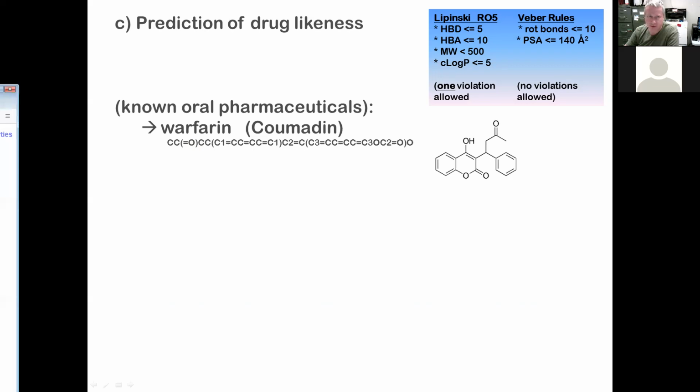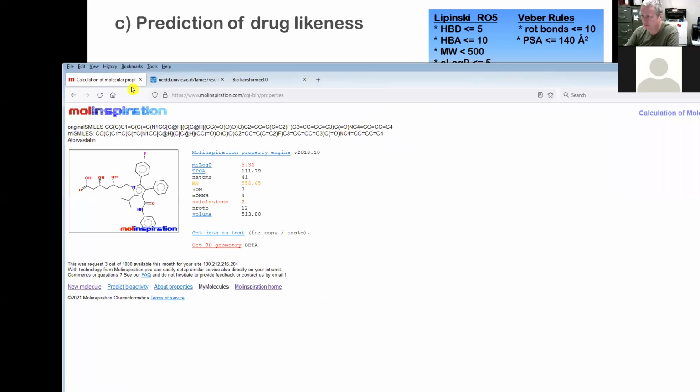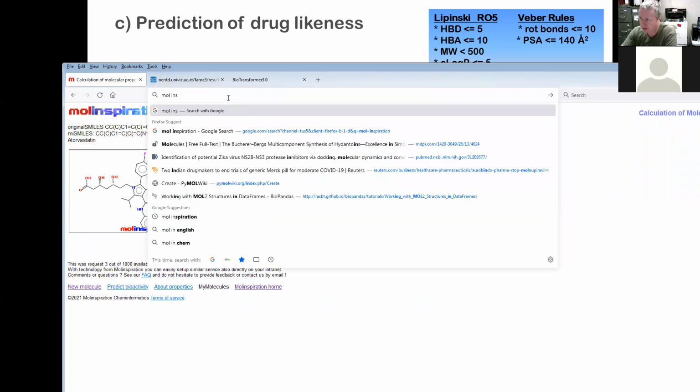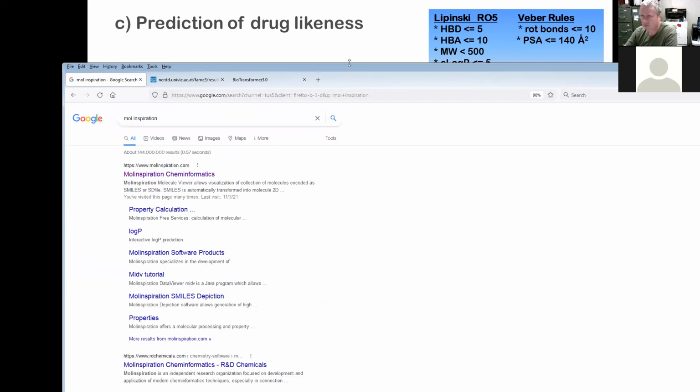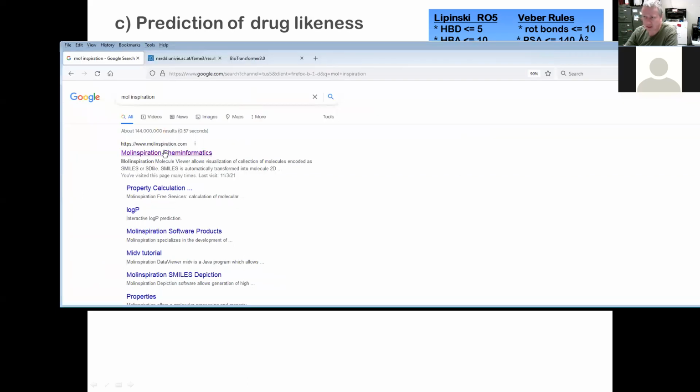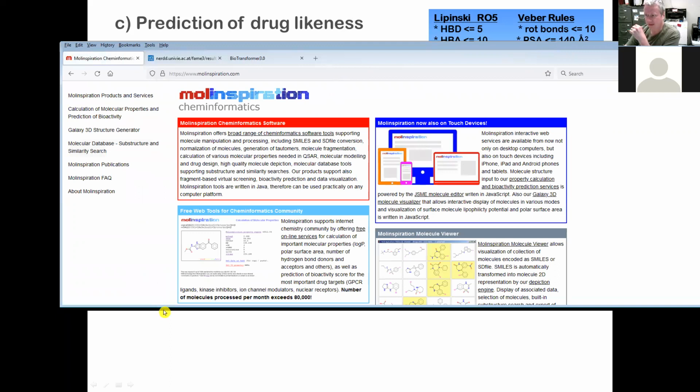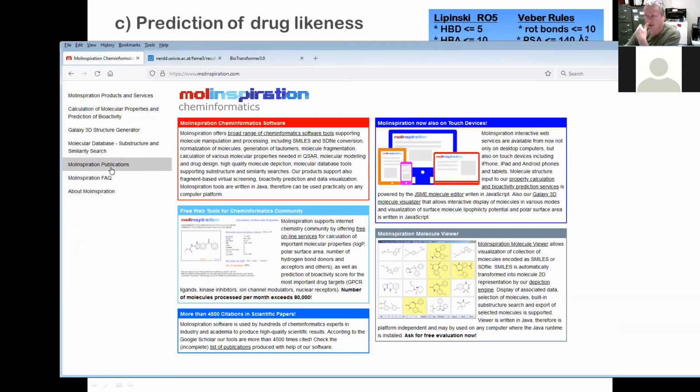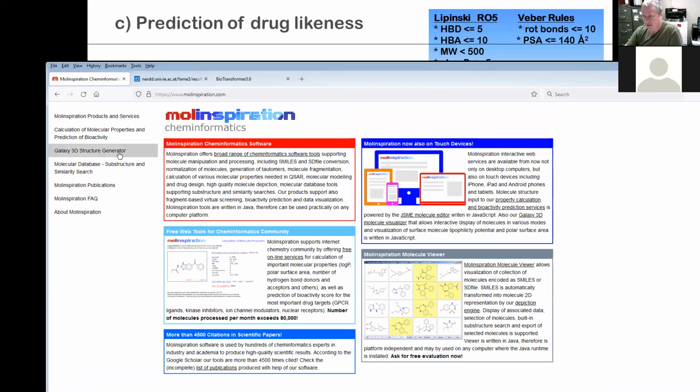Now we're going to go over to this website, Molinspiration. If I Google Molinspiration, it comes right up. And it's a really nice free set of tools. One of the things I can do is calculate molecular properties and bioactivity. We're not going to try to predict bioactivity. If it's a very known drug, how it inhibits blood clotting is pretty well characterized. I think it's the B core protein.